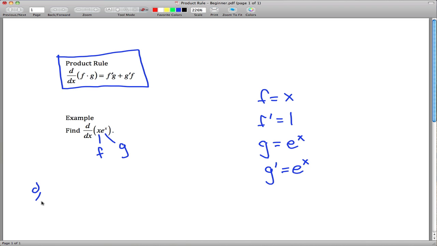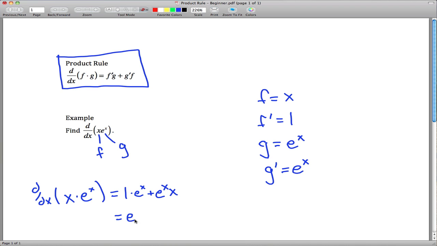So if we write out the formula, we have the derivative of x times e to the x, I'm trying to write this to make it look as much like this as possible, is equal to f prime, 1, times g, e to the x, plus g prime times f, and this is our answer.